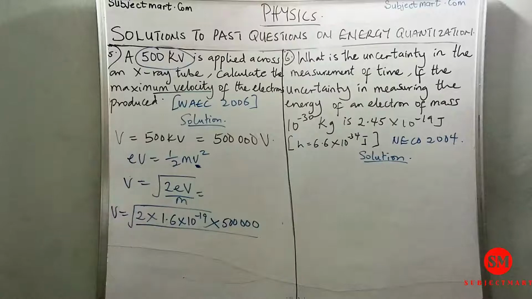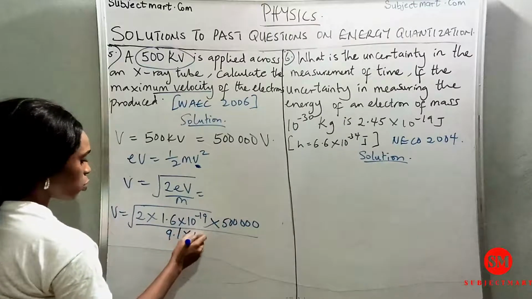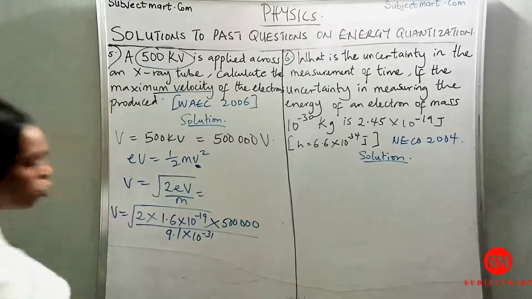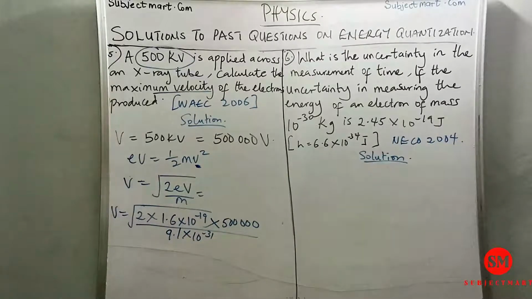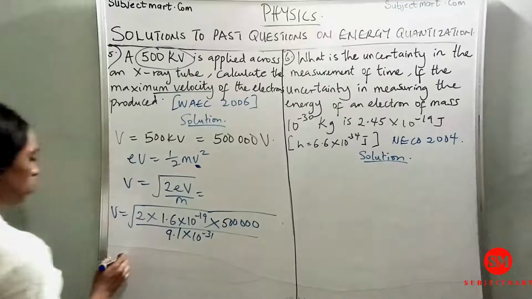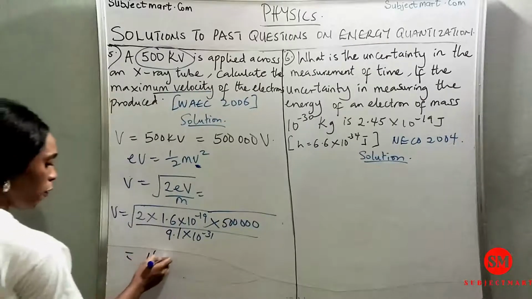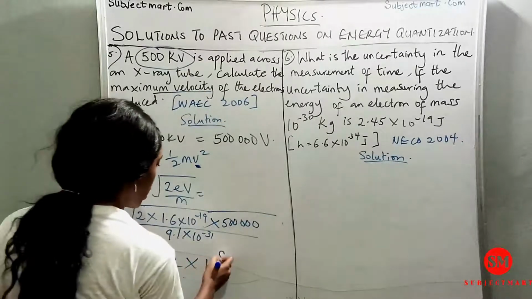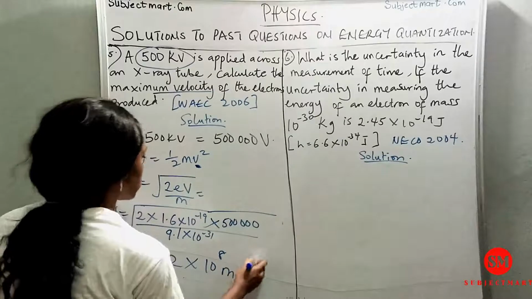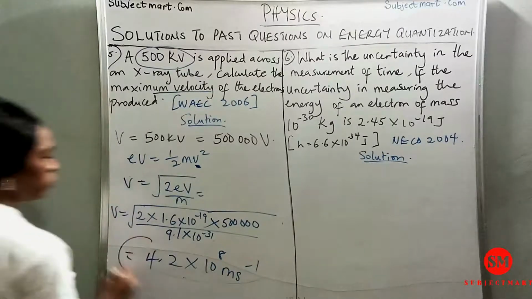And already we know that our m is 9.1 times 10 raised to the power minus 31. You asked me, how did I get that? That's the mass of an electron. It's 9.1, that's the standard mass. So if you multiply this and find the square root, we have 4.2 times 10 raised to the power 8 meters per second, which is equal to the maximum velocity.